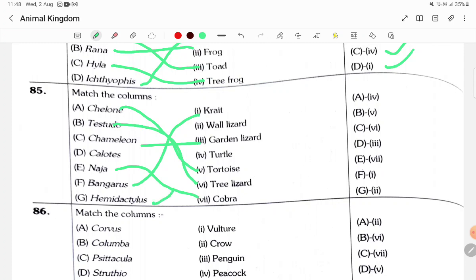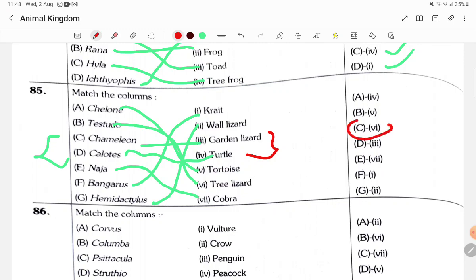Hemidactylus is wall lizard. And Chelone is turtle. There is a little confusion, I think, in this question. But as I remember, chameleon is garden lizard and Chelone is the turtle. Let's see the options.